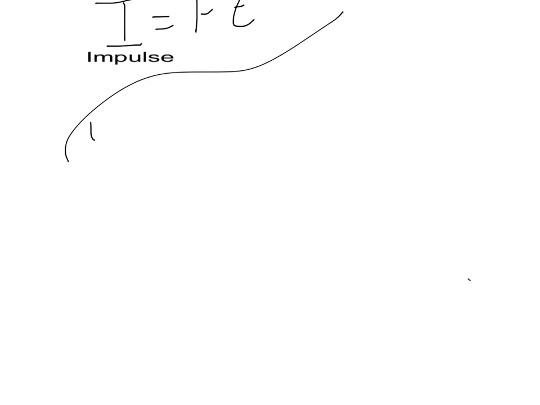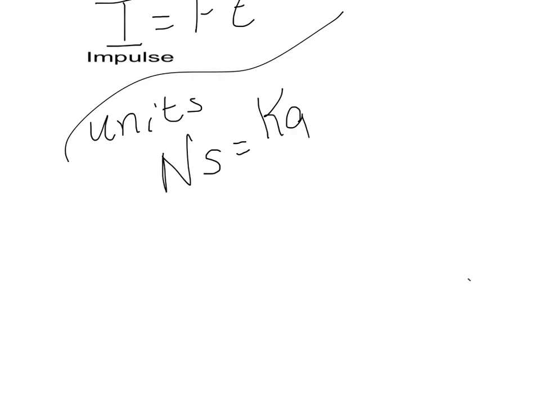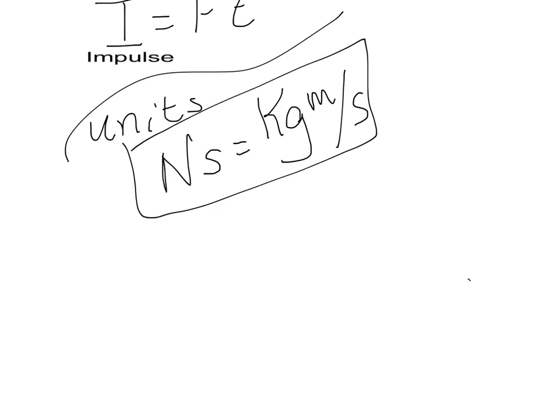Looking at our units, we are looking at something that has a Newton second for its unit. A Newton second is the same thing as a kilogram meter per second. So these two things all have units. Those units are impulse.